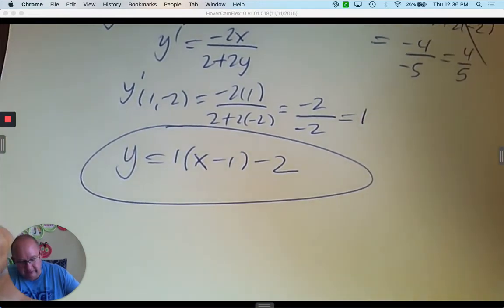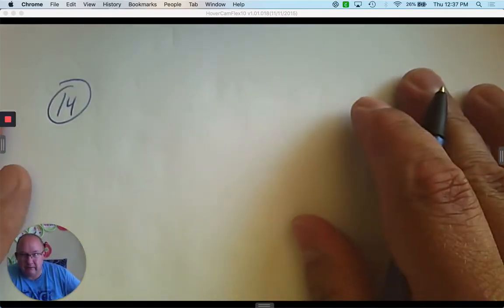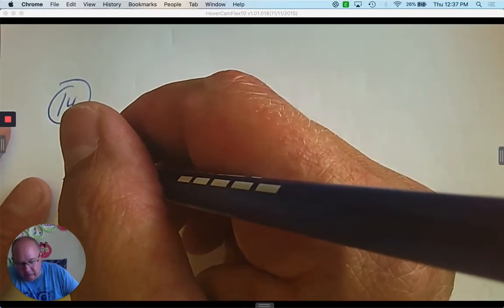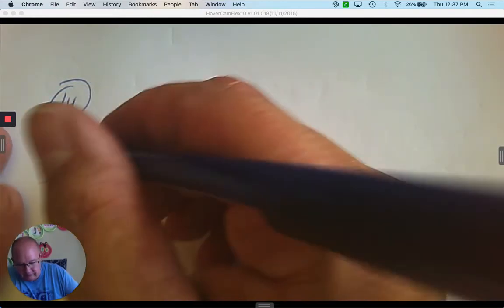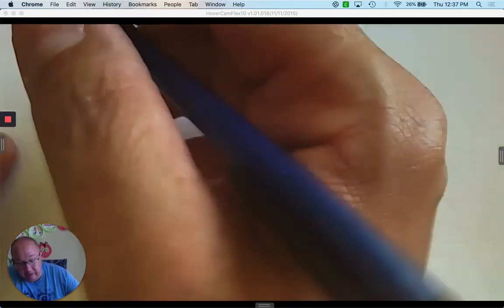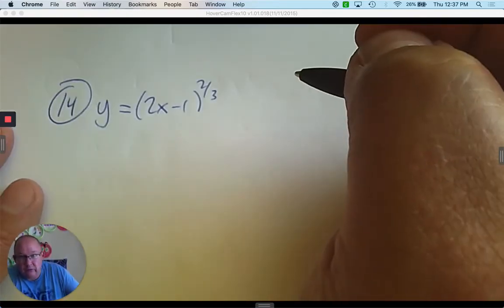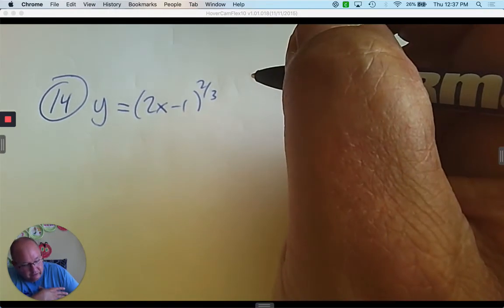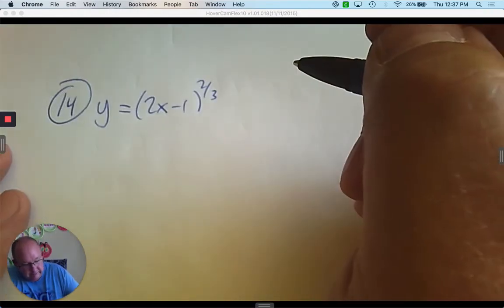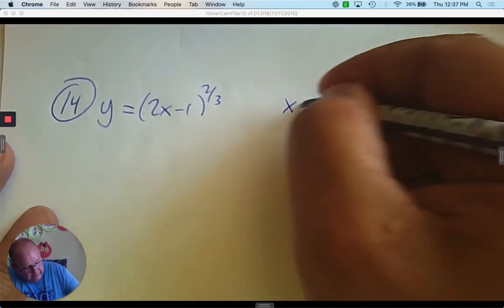That's number 13. Number 14. And this will be our last one for this part, and then we'll do a part 2 for the second half of the review. So find an equation of the normal line. Make sure I write it down right. 2x subtract 1. Now, I'm going to write this as 2/3. So it's squared and the cube root, so I can write it with that fraction. The normal line at the point 1, 1.